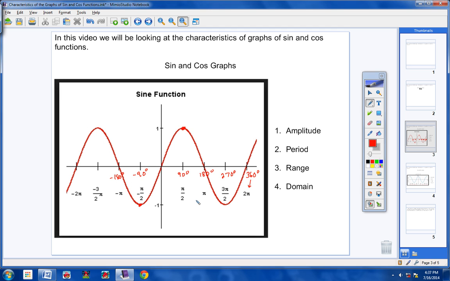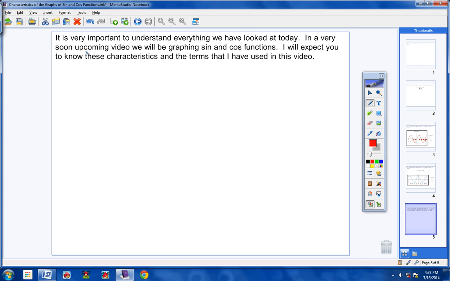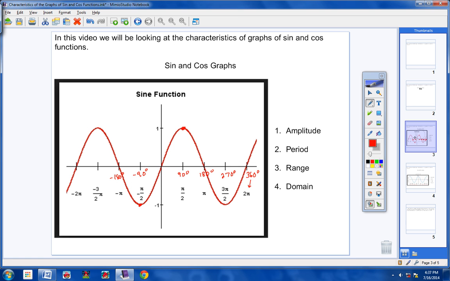Again, you're going to have to pause the video a lot and write the information down as we go. Let me jump ahead to the last slide today. It is very important for you to understand everything we have looked at today. In a very soon upcoming video, we will be graphing sine and cosine functions. I will expect you to know these characteristics and the terms that I have used in this video. So please take some really good notes and pause the video, students, as much as you need to.